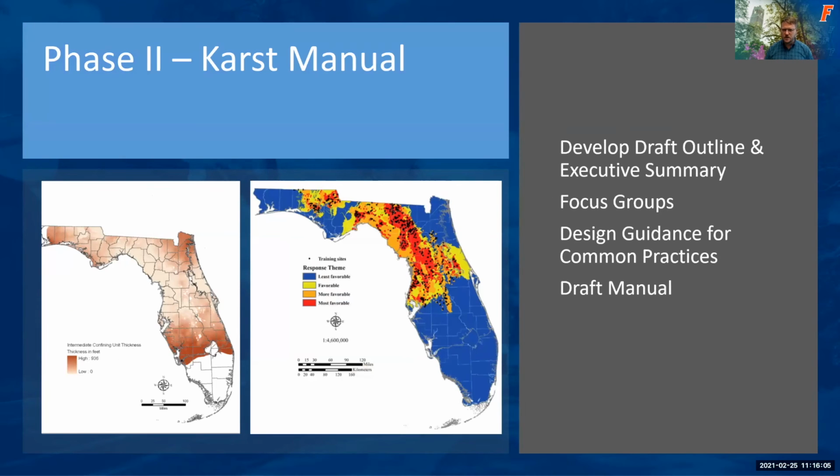The CARS manual, as I mentioned, we're working with a focus group or a stakeholder group, but we'll also be working with water management districts and the communities who are centrally in those karst areas or sensitive groundwater areas. We'll have a design guidance for common practices, and we'll go through a couple drafts with them before it's finalized.